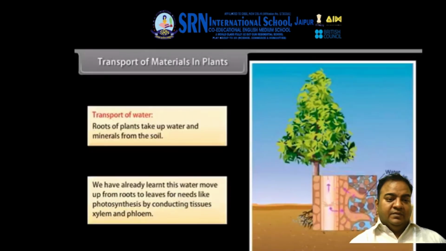Now let us study about transport of materials in the plants. The roots of the plants take up water and minerals from the soil. We have already learned this water moves up from the roots to the leaves, and this is done with the help of xylem and phloem. The xylem carries the water from the roots to the different parts of the plant, and the phloem carries the prepared food from the leaves and from the roots to the different parts of the plant.